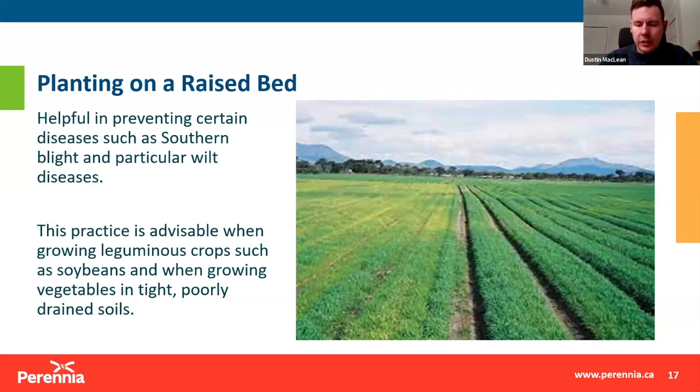So successive tillage operations can reduce inoculum levels of some pathogens through exposure of the inoculum to desiccation by the sun. So basically drying out. So you're moving that soil around. You may potentially expose some of the inoculum, which can potentially dry out.